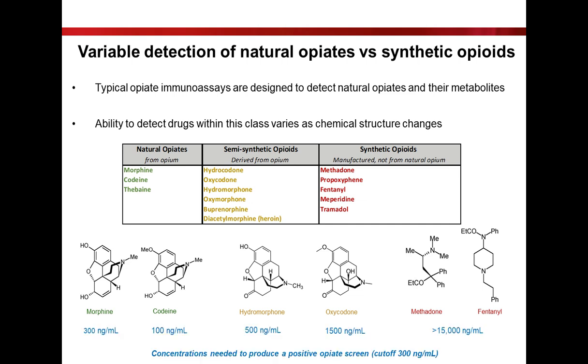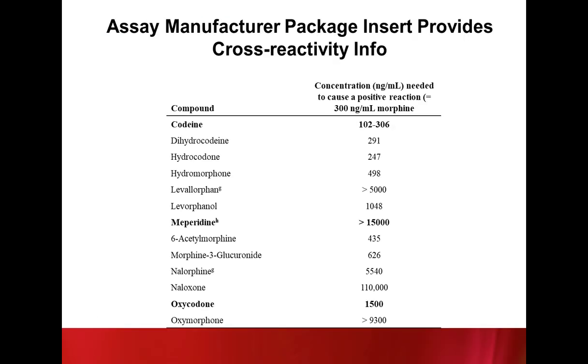To further drive this point home, in blue, I have the concentrations that are needed to produce a positive opiate screen using a cutoff of 300 nanograms per mil as I described. Obviously for this assay, we would only need 300 nanograms per mil of morphine to trigger a positive result, because that's what we use to calibrate it. But notice that we need less codeine to generate the same signal. We would need about 5 times as much oxycodone to generate the same signal amplitude, and we would need about 50 times or more of fentanyl to create the same signal. So the ability to detect drugs within a class varies as the chemical structures change.